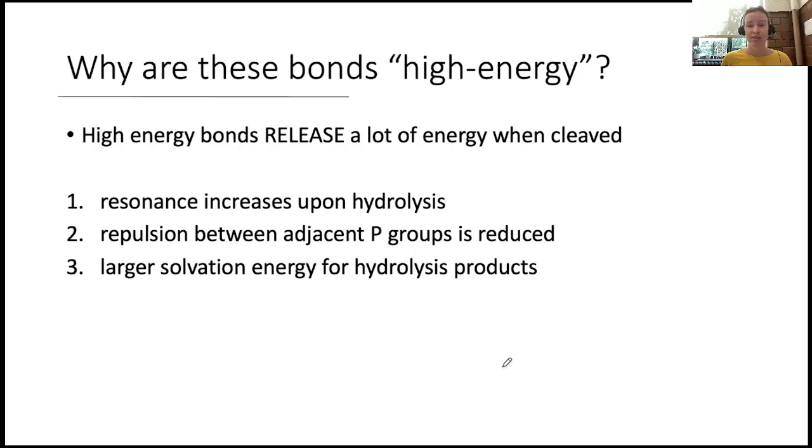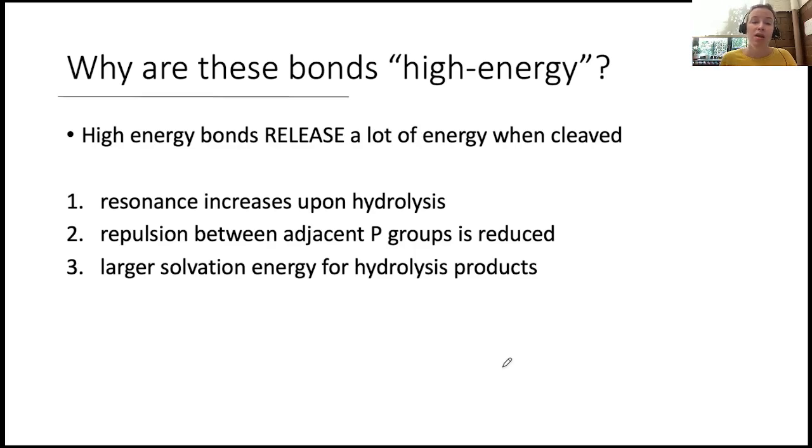resonance can increase. And we should understand from organic chemistry that resonance is a stabilizing force. And when we are releasing energy, we're basically getting to a lower energy state that is stable. So, cleave a bond, more resonance, more stable.